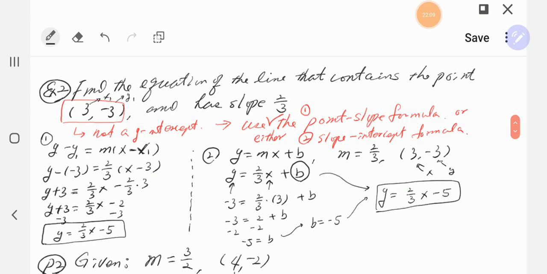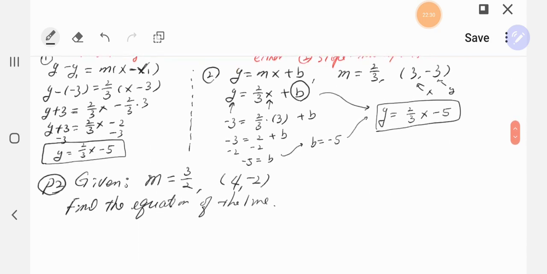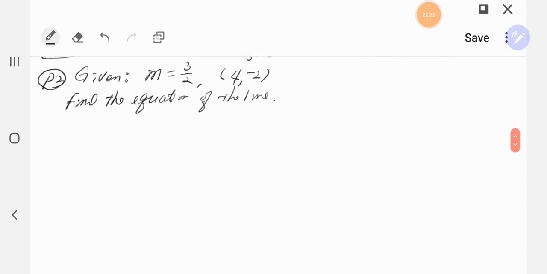So actually it doesn't matter. You can use either slope intercept formula or point slope formula to write an equation. But the most important thing is we need two things: slope and point. If slope is not given, find the slope. If point is not given, find the point. And then we can use either point slope formula or slope intercept formula.